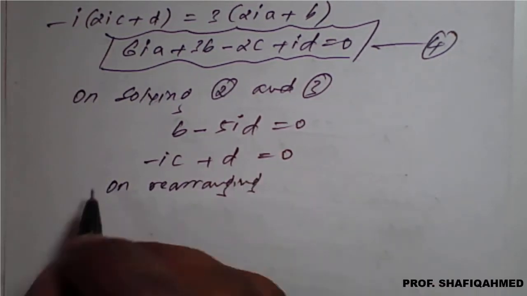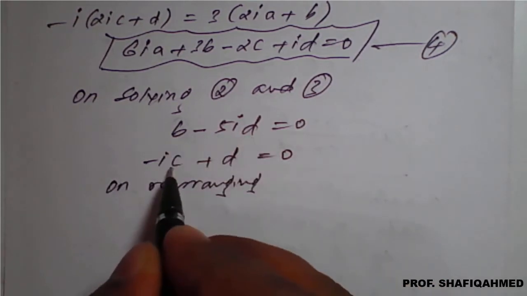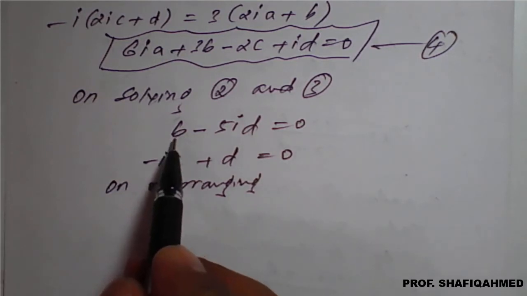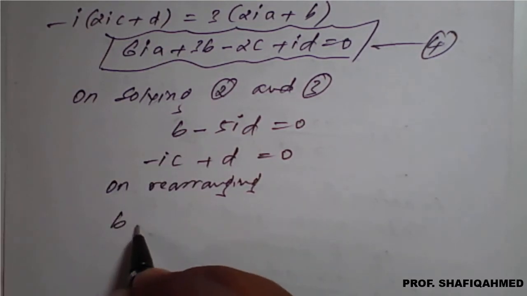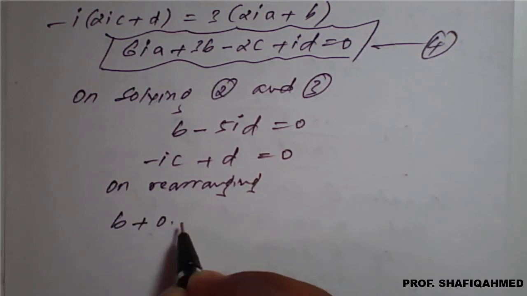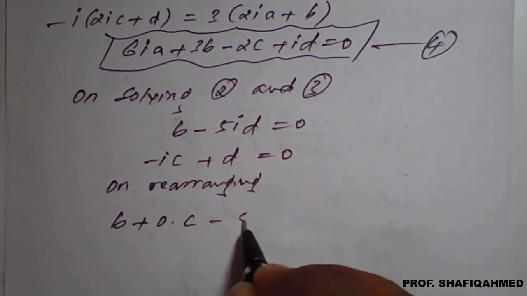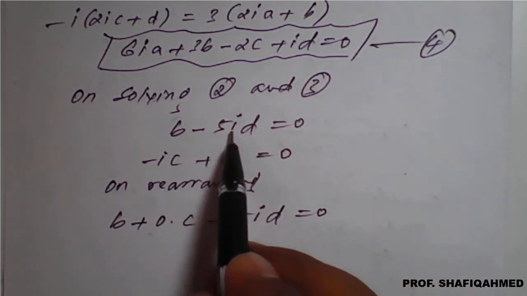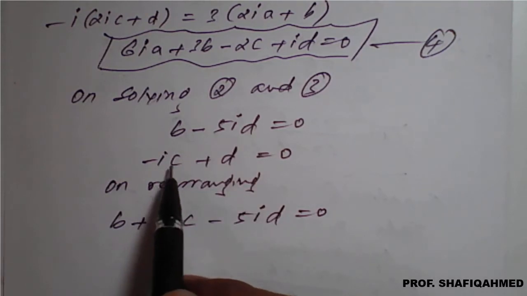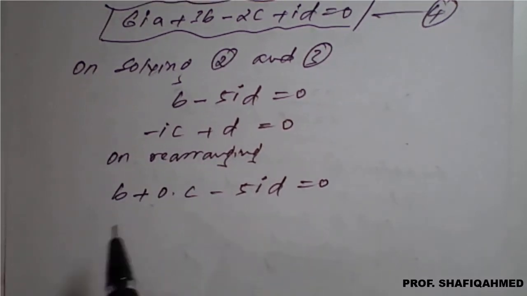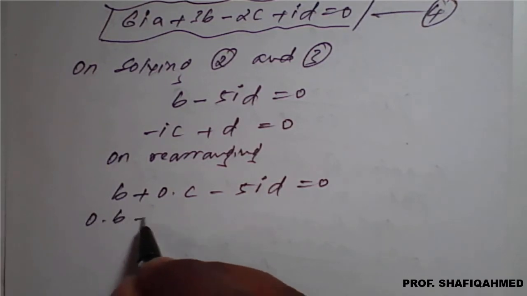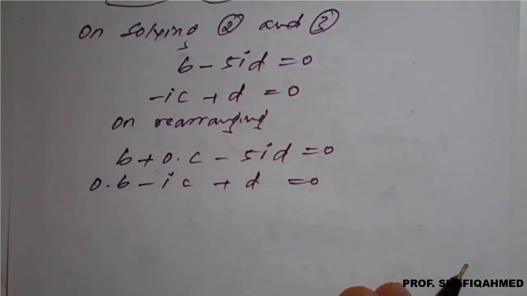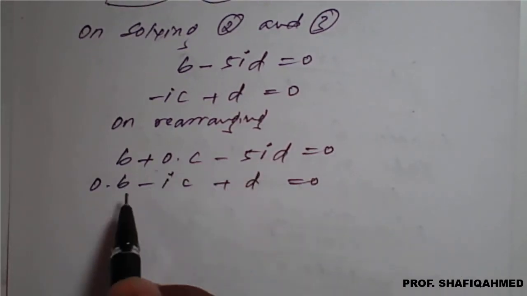On rewriting, what is missing here? We have C and D here, and B and D here. D is common. So for the first equation we have B plus 0 into C minus 5iD equal to 0. I have taken 0 into C for this first equation. Here we have C and D, so B is missing, so you write 0 into B minus iC plus D equal to 0. So we got the B, C, D form.